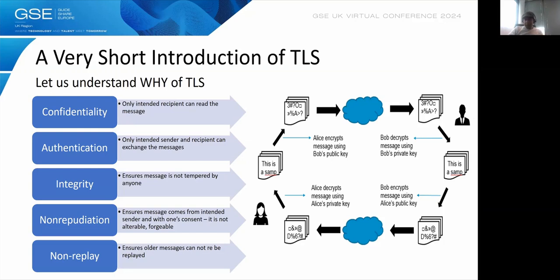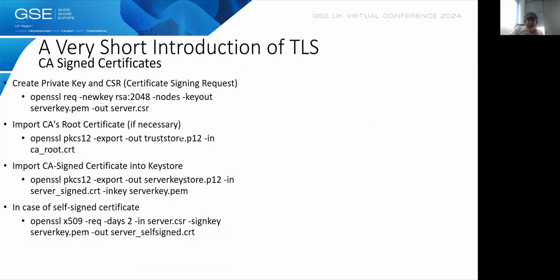So you use someone else's public key to encrypt the message. The public key is something which is available publicly. It's not protected. It's open for anyone to access. So you use someone else's public key to encrypt the message, and that person whose public key you used can only decrypt it using his or her private key. That is the beauty of TLS.